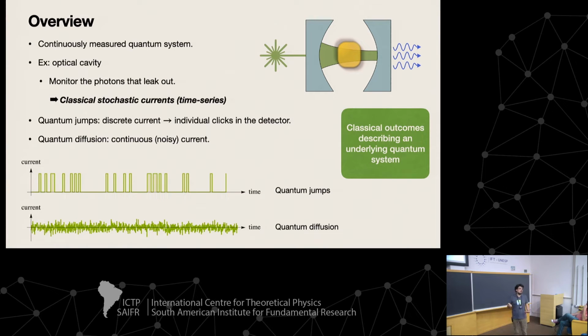And the basic question that we ask is, what can we learn about the quantum system from this time series of outcomes? Now, I'll show you two scenarios, which we usually call jumps and diffusion. Quantum jumps happen when you have discrete clicks in your detector. So every once in a while there's one photon leaking out, and then you get a click. So you get something here, and then silence, and then another click, and so on. I'll also discuss a way that we can turn this into a continuous signal, just like a noisy process, such as this one, and we call this quantum diffusion.